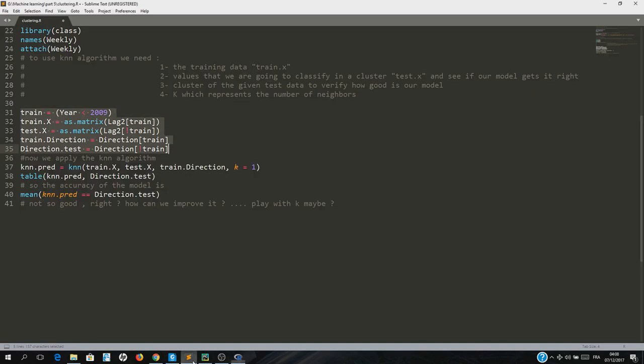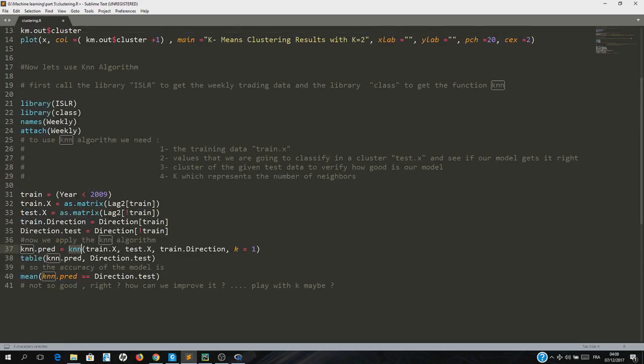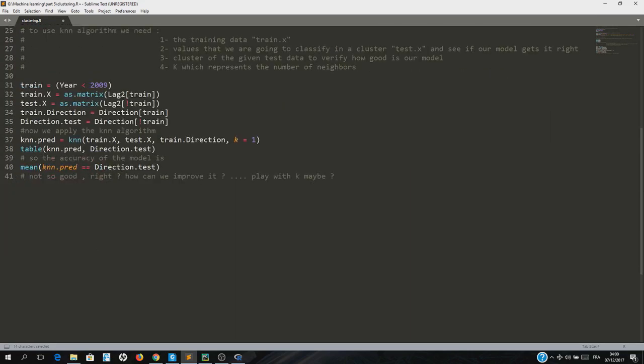So we give it directions. Now we apply the KNN algorithm. From where did we get this function? It's not just like that. We need to import the library class. Don't forget that.